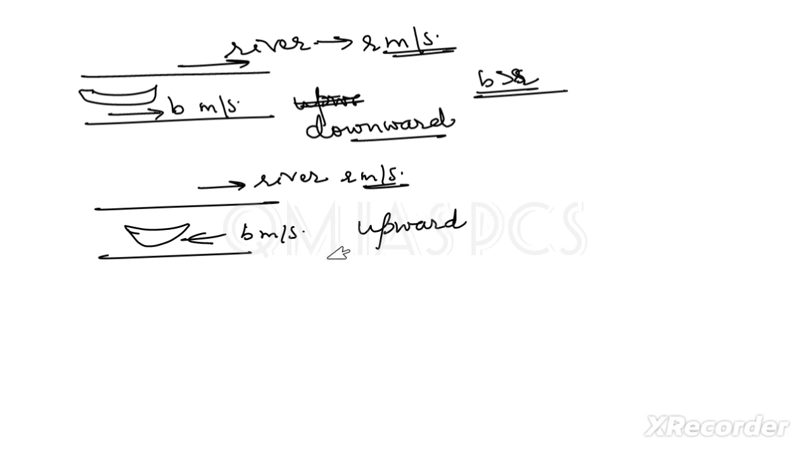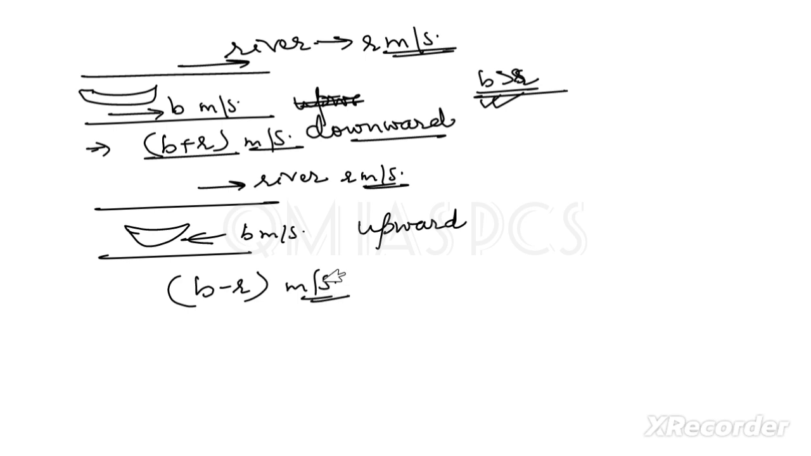Okay, so here, what is the value? Here I have not written the value. So in downward motion, the relative speed is equal to b plus r meter per second. But in the upward direction, I mean upward motion, it will be b minus r, and I have told you the value of b is always greater than r, so it will be b minus r meter per second. Clear? Okay.